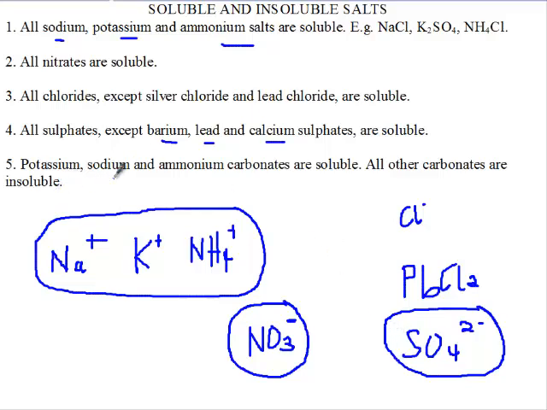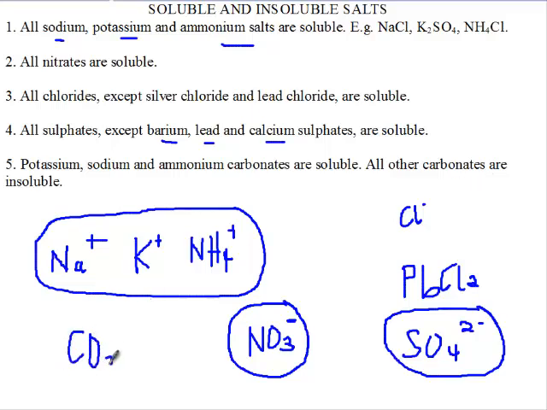Potassium, sodium, and ammonium carbonates are soluble. All other carbonates are not soluble. So only sodium, potassium, and ammonium carbonates are going to be soluble. All other carbonates are not going to be soluble.